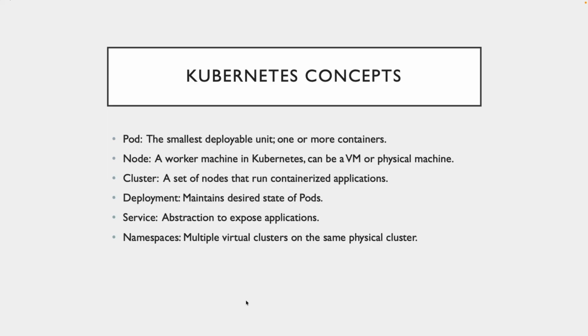And a deployment maintains the desired state of pods. A service is the abstraction to expose applications. Normally it is about networking. And namespaces are multiple virtual clusters on the same physical cluster.